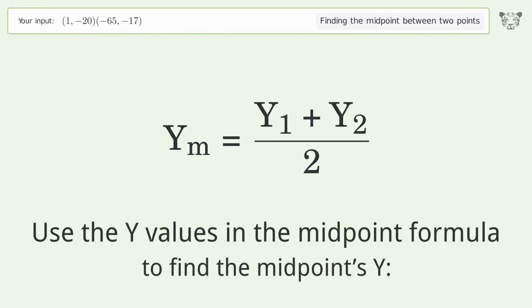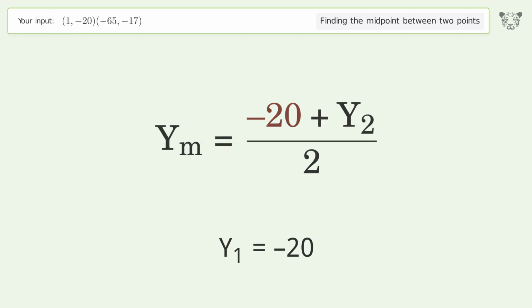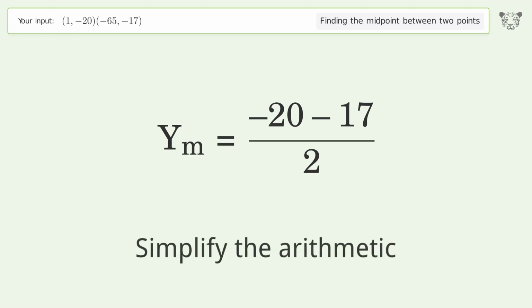Use the y values in the midpoint formula to find the midpoint's y. y1 equals -20. y2 equals -17. Simplify the arithmetic.